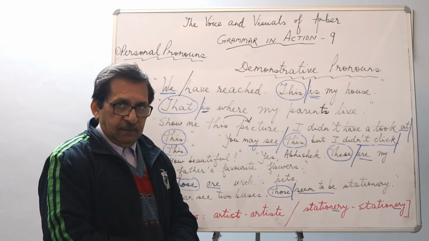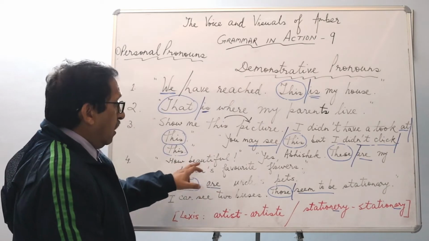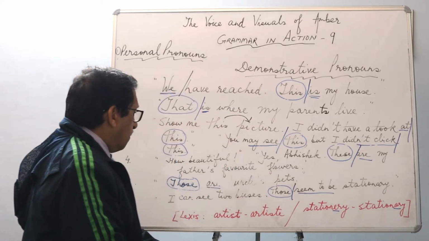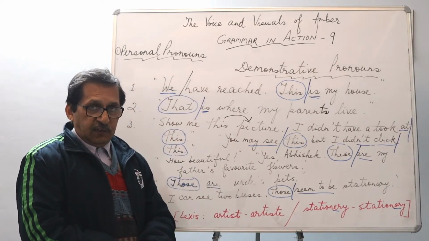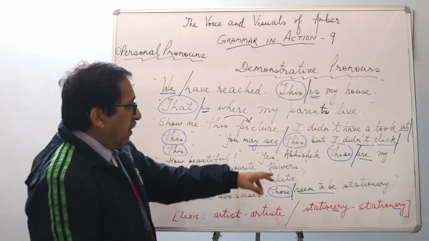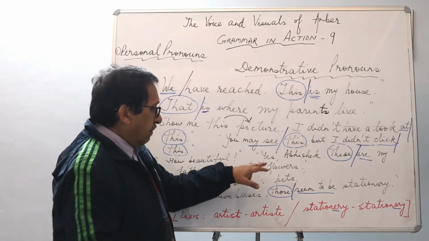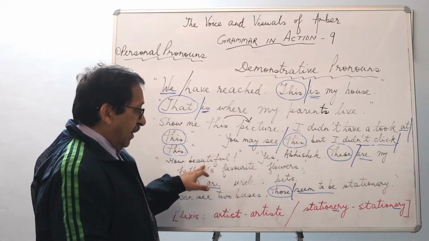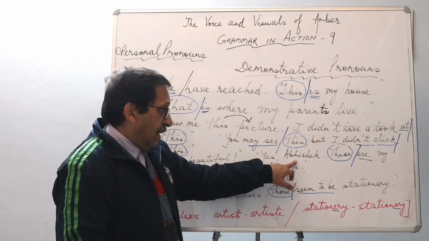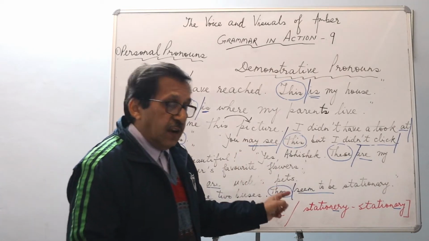How beautiful. Yes, Abhishek. So it's a conversation between two people. How beautiful. Yes, Abhishek. These are my father's favorite flowers. So the situation is very clear. Two friends have gone into the garden of Abhishek's father, and the friend says, how beautiful, and yes, the friend is Abhishek, and then this person, whose father's garden they have gone into, says, yes, Abhishek, these are my father's favorite flowers.